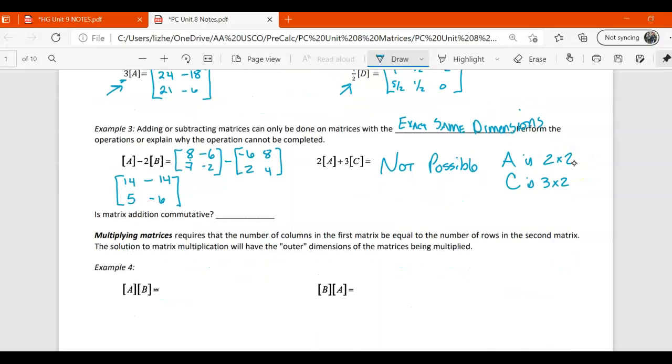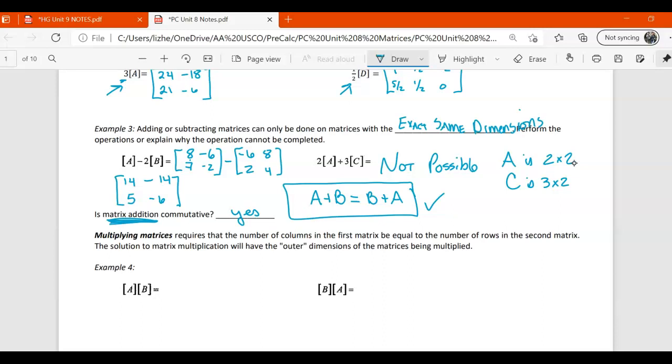Is matrix addition commutative? The answer to that is yes. So that's saying matrix A plus matrix B would be the same as matrix B plus matrix A. And so that's what commutative means. They move around, and the answer is yes, it's commutative. And that's pretty important because we're going to get to multiplication next.